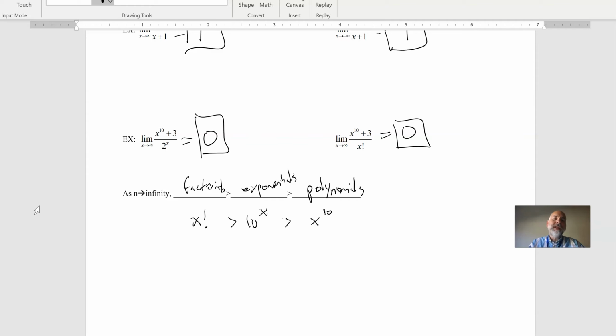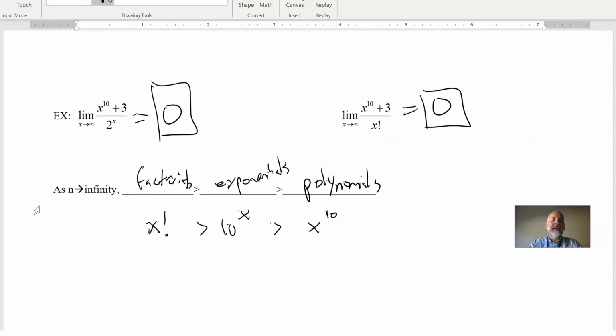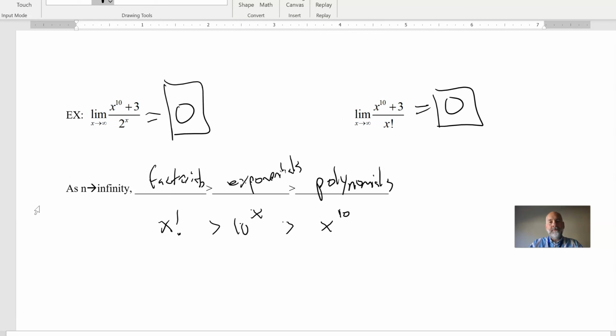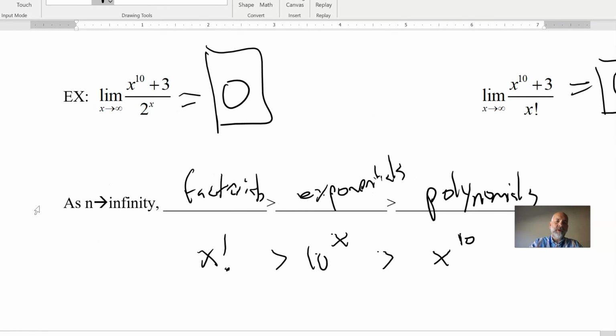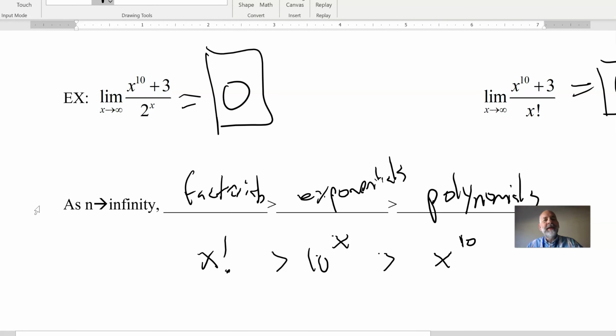Exponentials get bigger. So that one I deliberately made on this one on the left here. I deliberately made the exponent there 10. Like, whoa, x to the 10th. That's huge. But when x goes to infinity, a billion to the 10th, 2 to the billionth is going to be bigger.